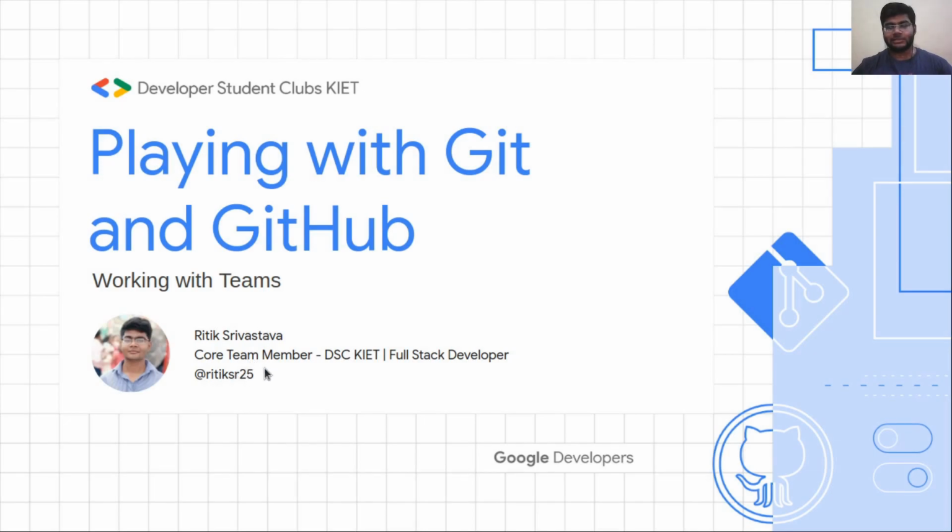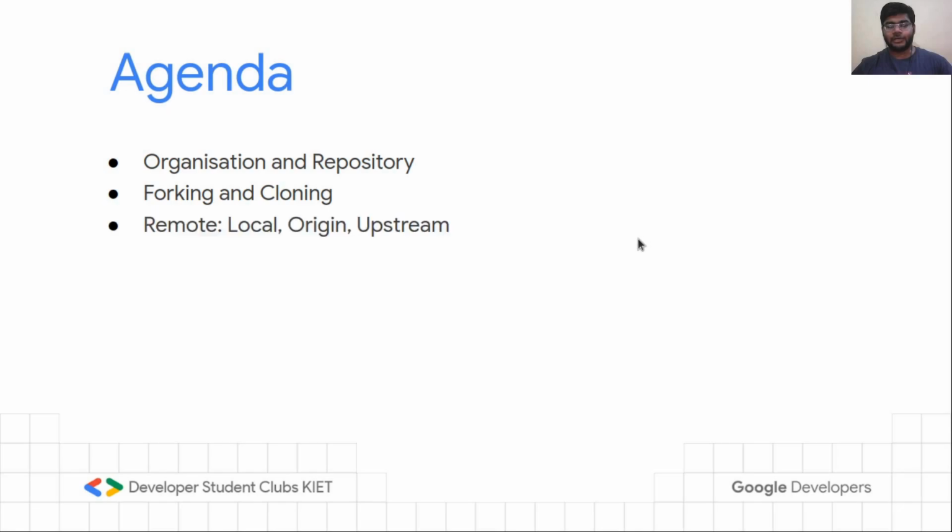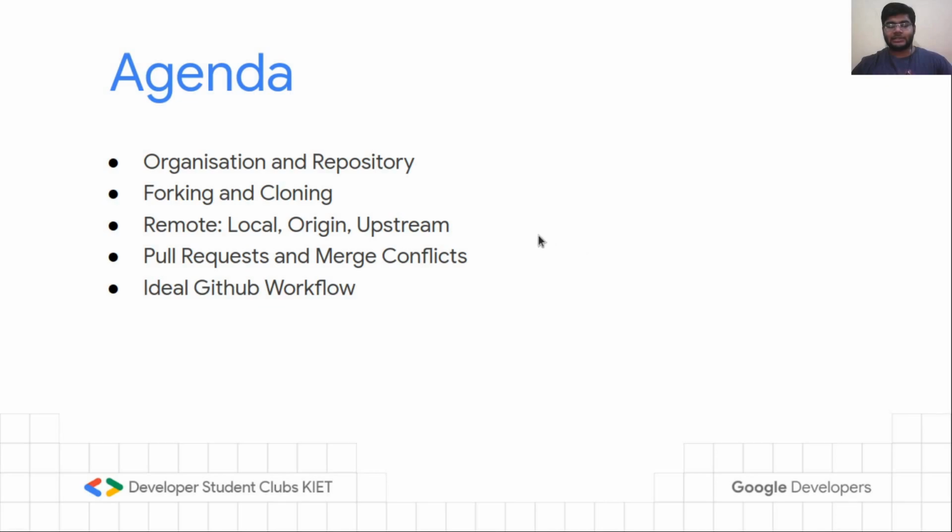So let's start the session with today's agenda. Today we will discuss how Git works in organizations and how repositories are prepared in organizations. We will discuss forking and cloning. We will discuss various types of remote, that is local, origin and upstream. We will discuss pull requests and merge conflicts. We will discuss the ideal GitHub workflow.